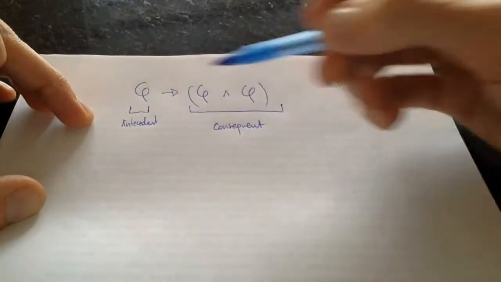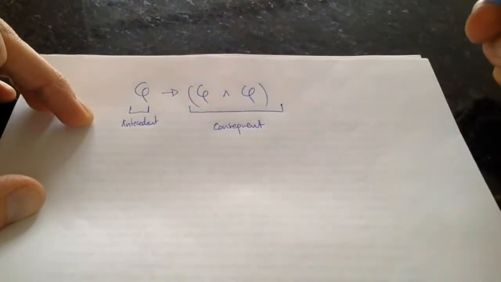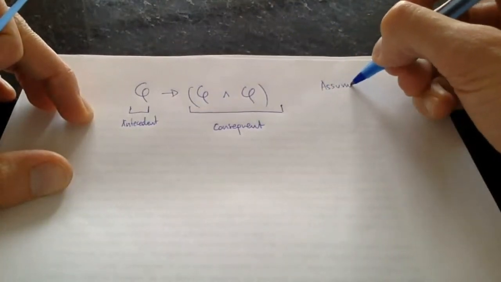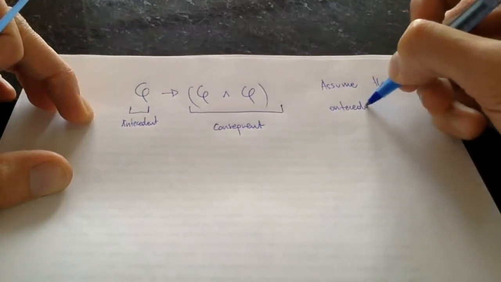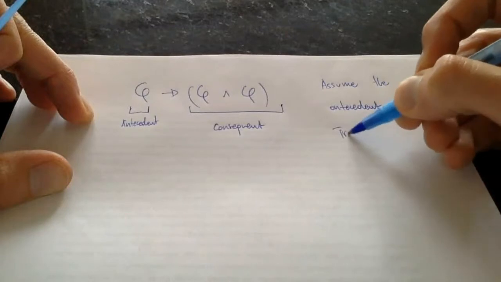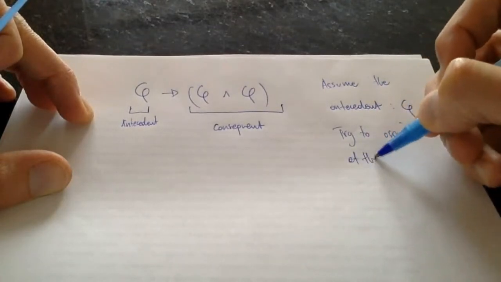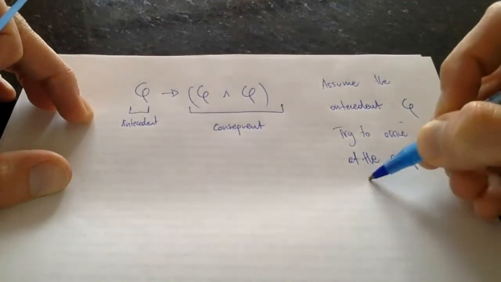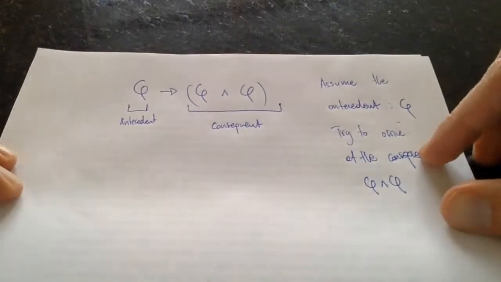Whenever you're trying to derive a formula that has the form of antecedent and consequent, you should assume the antecedent, in this case phi, and try to arrive at the consequent, and in this case is phi and phi. So how do you do that?